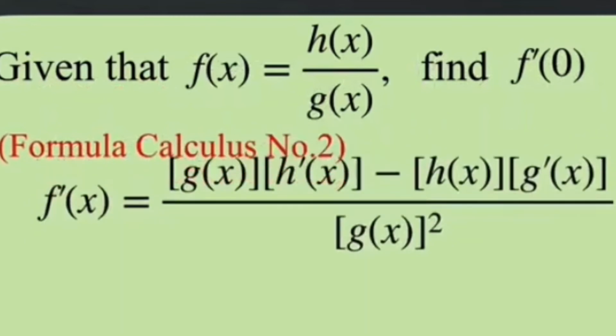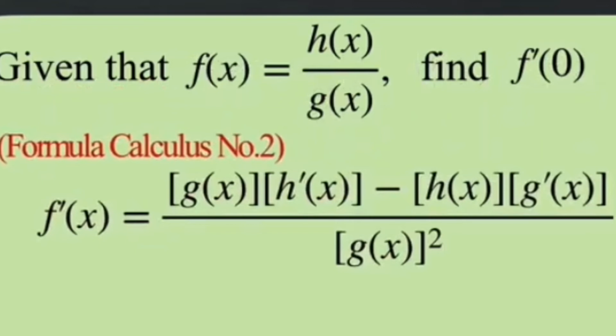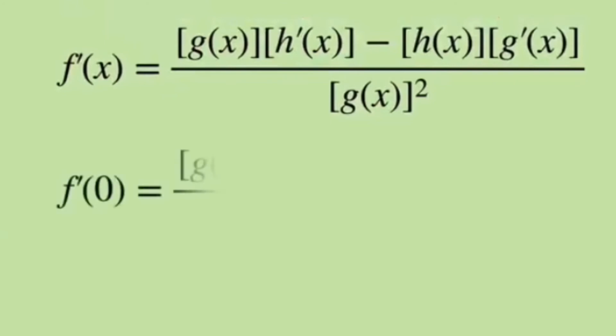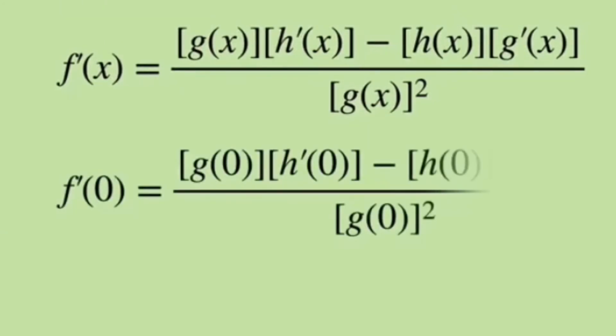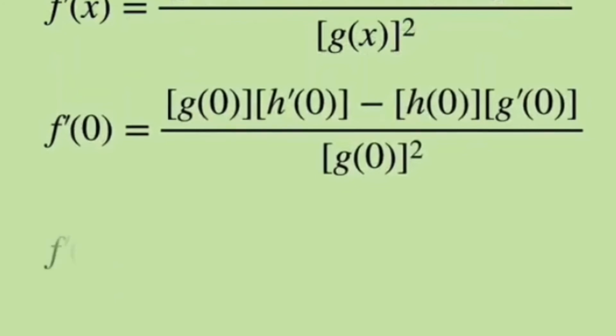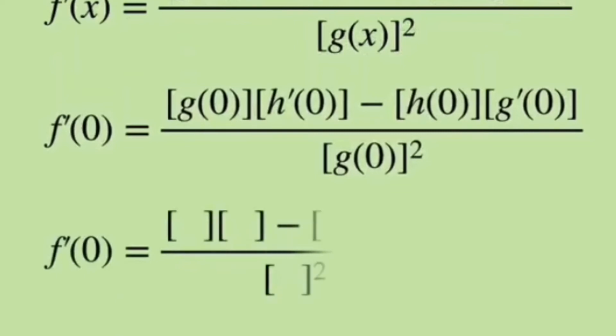So please recall the formula because you have learned it: dy/dx equals (v du/dx minus u dv/dx) over v squared for the function u over v. So now we just substitute 0: g(0) h prime 0 minus h(0) g prime 0 over g(0) squared. And now you just substitute all the information into the formula, and then you will solve for f prime 0.